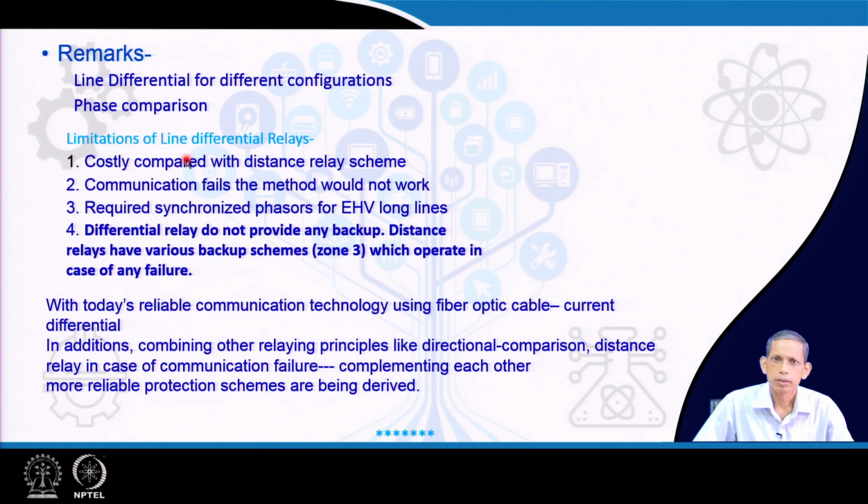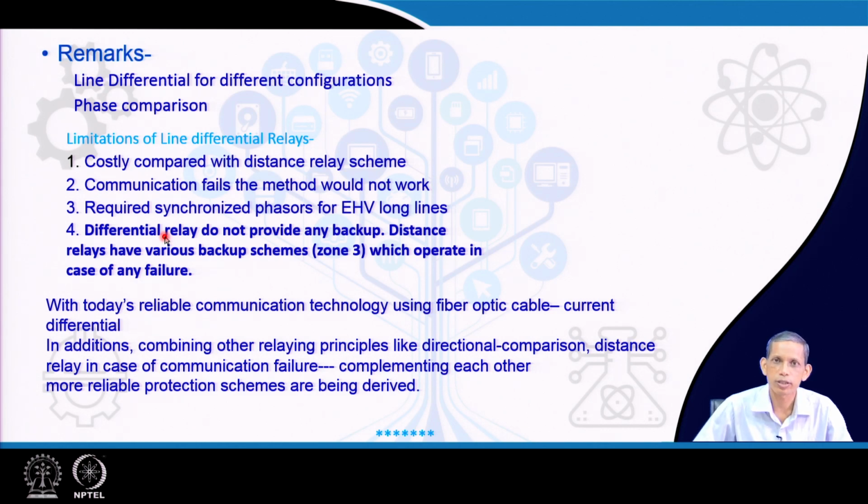But line differential current relays also have their own limitations. It is costly compared to distance relay schemes because of the communication. In case communication fails, the method has no answer; it will not work at all unless the other end current information is there. It requires synchronization of phasors for the EHV long lines, using either GPS or newer technology. Differential relay does not provide any backup. It cannot say anything about other sections, and that is one important disadvantage of this one.